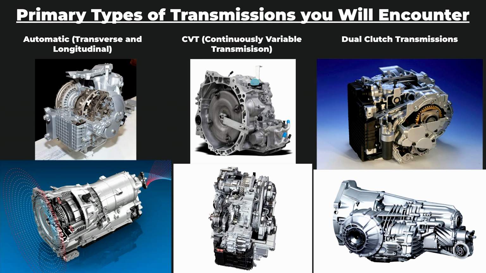The dual clutch transmissions are effectively like an automatically shifted manual transmission. You'll find these a lot in Volkswagen, Audi, Porsche, and potentially in some other vehicle applications as well. The one in the top right you will also see in Fords, and there are a few other manufacturers that also employ dual clutch transmissions, some of them including Hyundai and Acura.